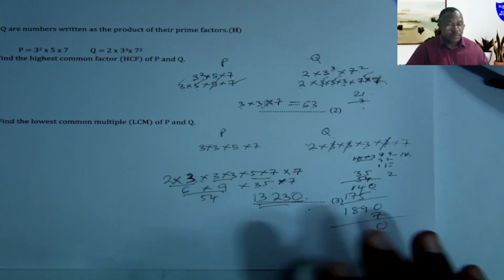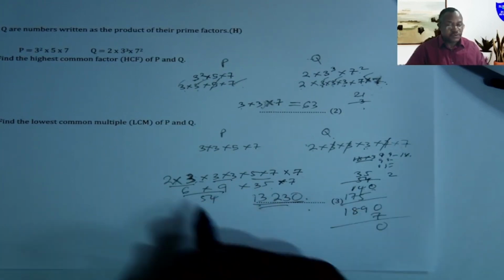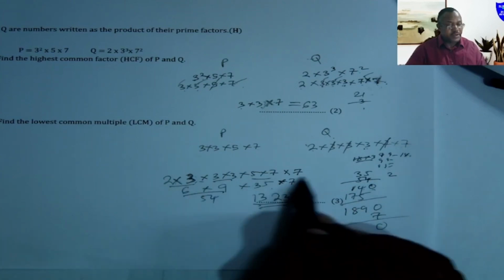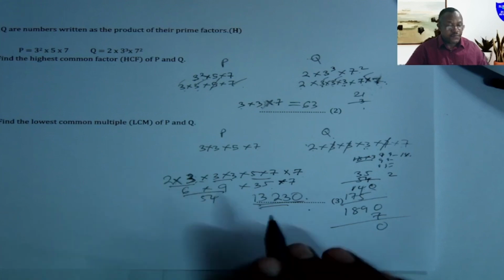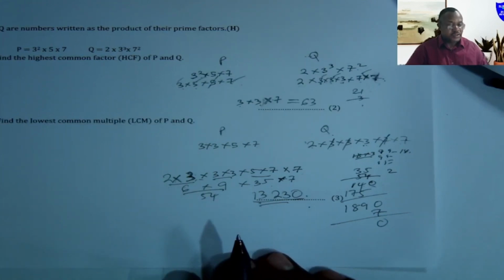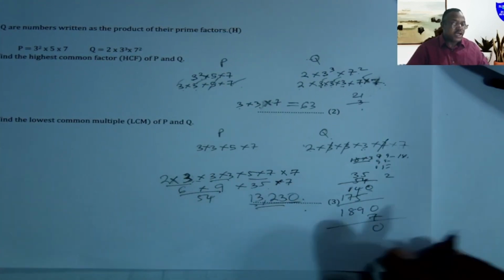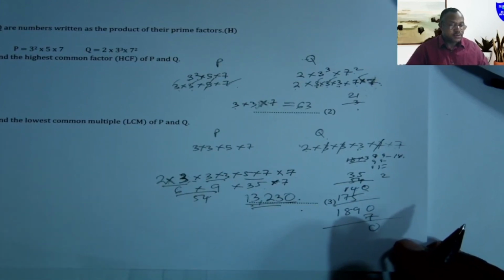So this is basically what you have to do. Once you reach that stage, you simply multiply these numbers and then you'll be able to find the lowest common multiple of P and Q as 13,230.